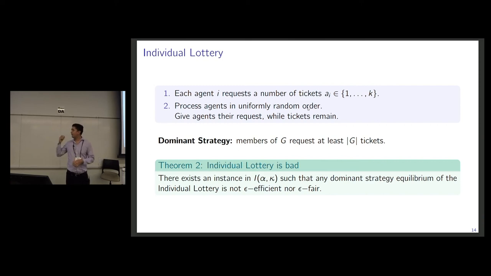Let me give a little bit of intuition. Basically, you can think of having a large group that is sublinear and a bunch of small groups. Then this large group is getting almost all of the tickets, so it's getting an advantage over the small groups. However, since its size is sublinear, when n scales, you get no efficiency guarantees.